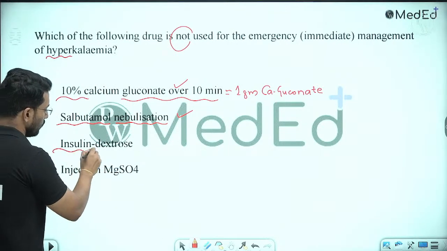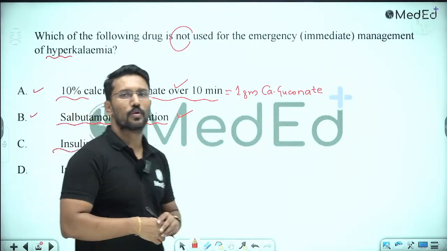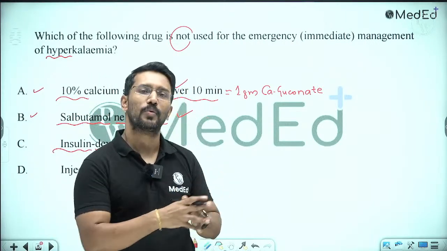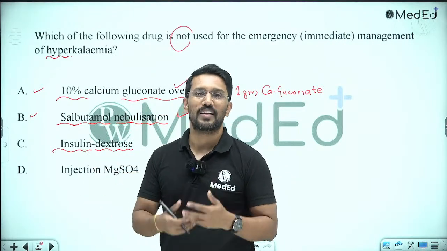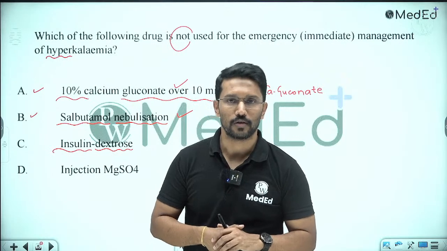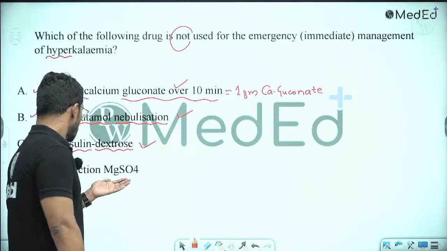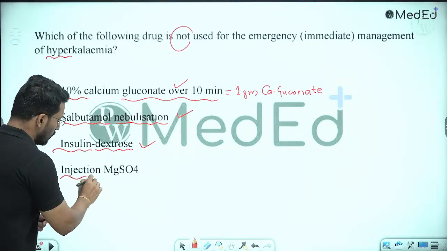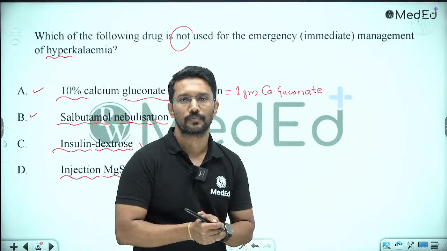Now, insulin dextrose combination, right? We all know insulin causes shift of potassium from the extra to the intracellular compartment, and generally we combine it with dextrose to prevent against the hypoglycemia caused by insulin. Okay, logical. Can I use it in an acute setting? Yes.